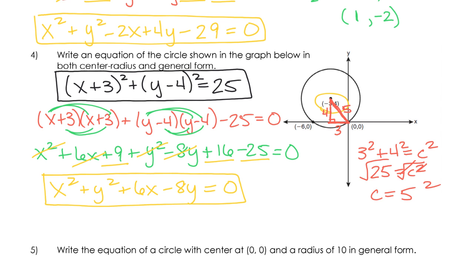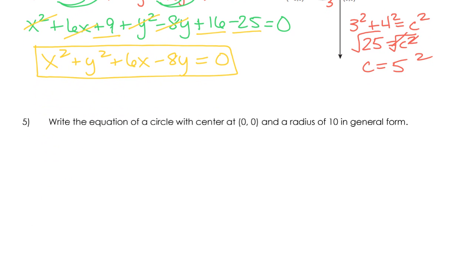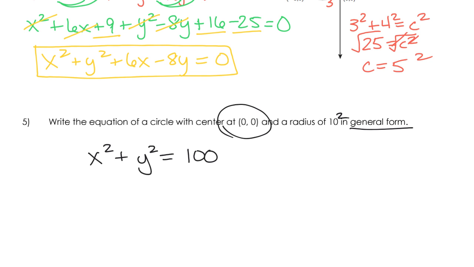Okay, and one last one. It's a short one. It says, write the equation of a circle with a center at 0, 0 and a radius of 10 in general form. So before we do general form, we have to do center radius. And you notice that the center's at 0, 0, so this actually makes it really easy because there's no numbers grouped with the x or the y, and equal to our radius squared, which would be 100. So this is actually center radius form.